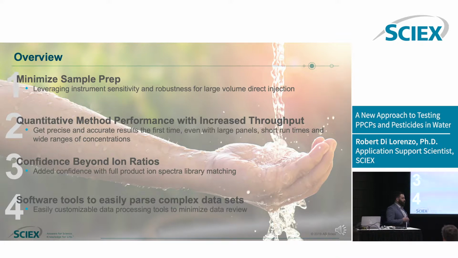We're going to look at quantitative method performance of this system and of this method: how we're getting precise and accurate results with this large volume injection, even with large panels, even with short run times, even with a wide range of concentrations. We're going to look at confidence beyond ion ratio, beyond MRM workflow. I will show some MRM data, but I'm going to show how we can leverage the QTrap in a screening type of way, but also be quantitative at the same time, and have the added confidence of full product ion spectrum for qualification.